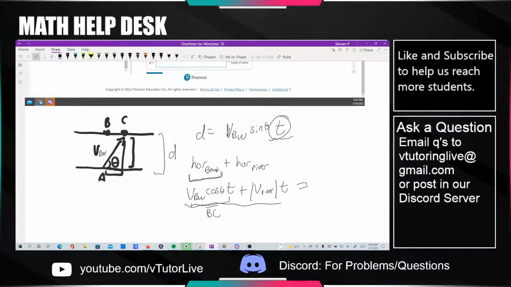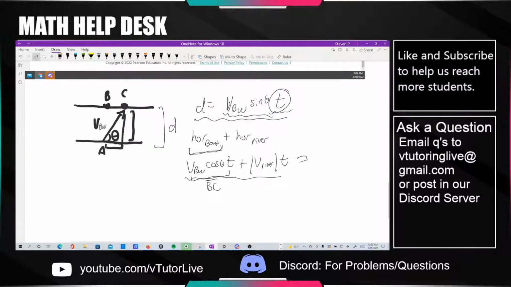And the reason this works is because the velocity perpendicular to the direction of the river is not affected by the river current, right? So it's just whatever this thing is that lets you tell how long it takes to get across. Make sense? Mm-hmm.